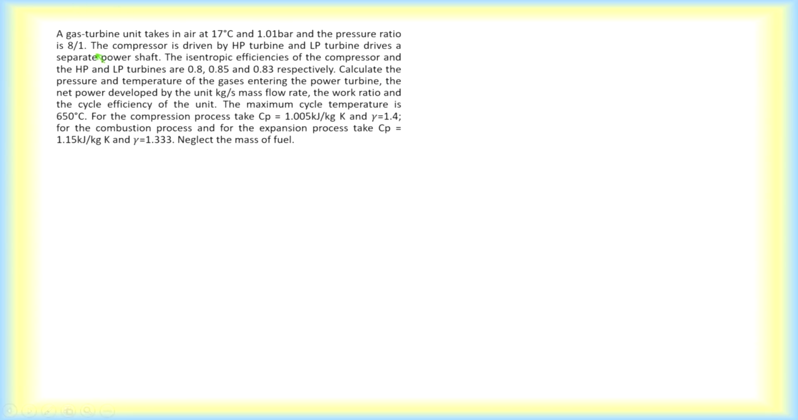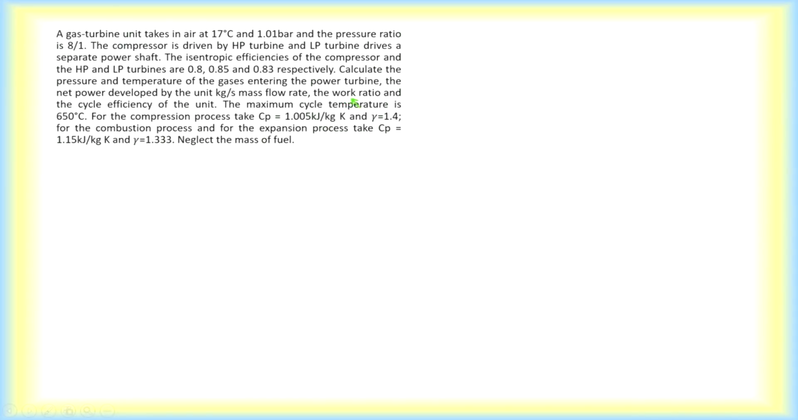The compressor is driven by a high pressure turbine, and the low pressure turbine drives a separate power shaft. The isentropic efficiencies of the compressor, HPT and LPT are 0.8, 0.85, and 0.83 respectively. Calculate the pressure and temperature of the gases entering the power turbine. The power turbine is your low pressure turbine. Then the net power developed by the unit per kg per second mass flow rate, the work ratio, and the cycle efficiency of the unit. So this part here, we are looking at basically the work ratio.